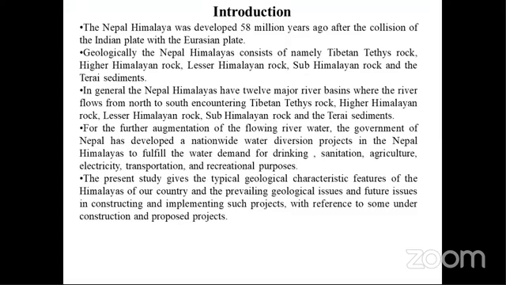Firstly, talking about the Nepal Himalayas, which developed 58 million years ago after the collision of two major tectonic plates, that is the Eurasian plate and the Indian plate. Different sections of the Himalayas were formed, going from south to north: firstly the Indo-Gangetic plain or Tarai plain, and the sub-Himalayas, Lesser Himalayas, Higher Himalayas, and Tibetan Tethys were formed during this collision.